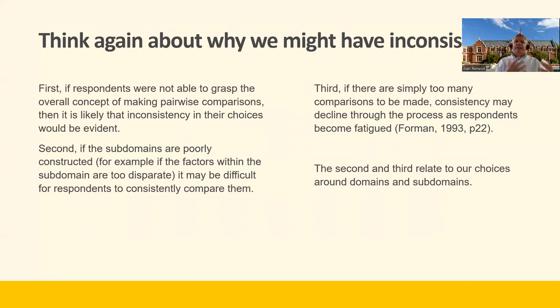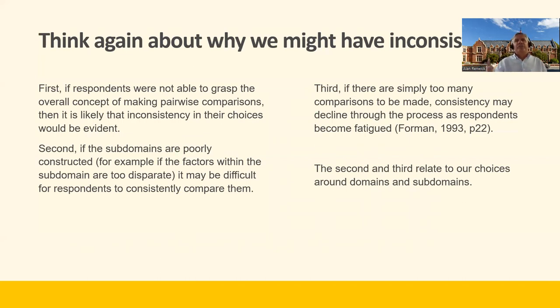So, again, this comes back to the point, just re-emphasizing it here, about consistency and inconsistency. If we have inconsistency, it might mean that overall they aren't able to grasp the concept of trade-off, okay? So that's not so much your choice of subdomains or domains, it's about the whole process. But what's important to us is this idea that I just mentioned: if the subdomains are poorly constructed, for example, if the factors are too disparate, too different, then it may be difficult for respondents to consistently compare them. And that could be a key challenge to us.